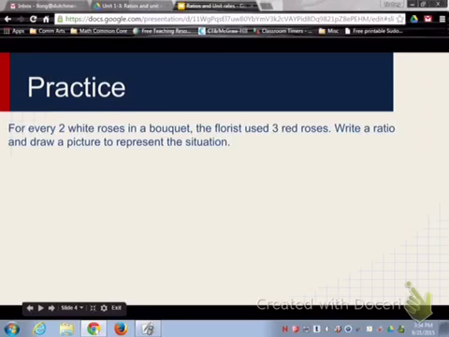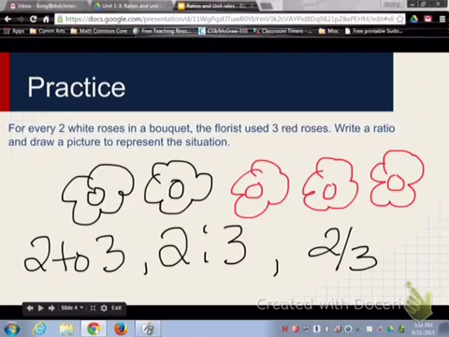So let's practice. For every 2 white roses in a bouquet, the florist used 3 red roses. Write a ratio and draw a picture to represent the situation. So here's what this would look like. We would have 2 white roses, and then you would draw 3 red roses. That would give you your picture to represent the situation. And then write the ratio. It would be 2 to 3 in one of these 3 ways.